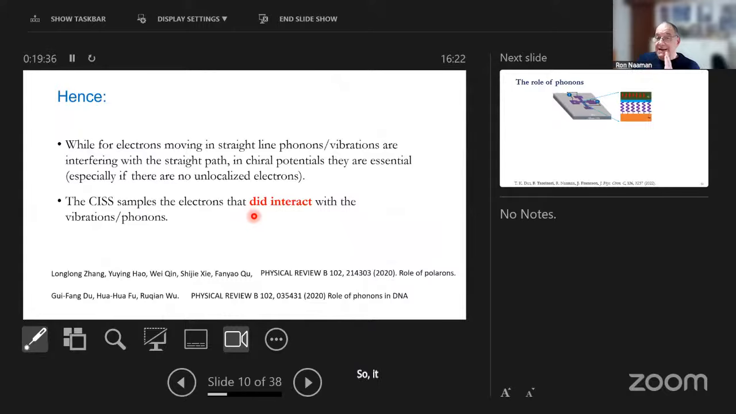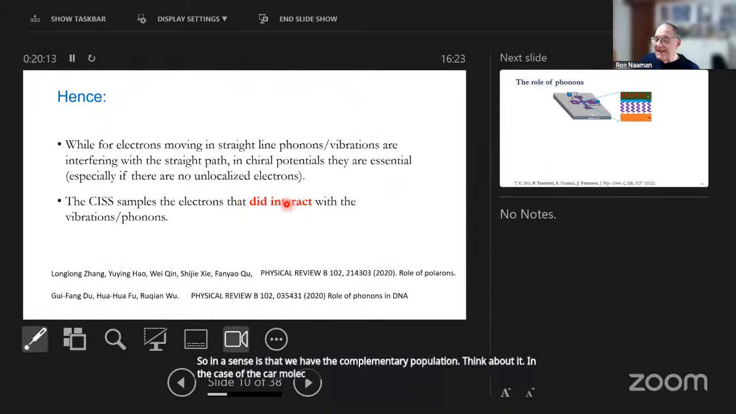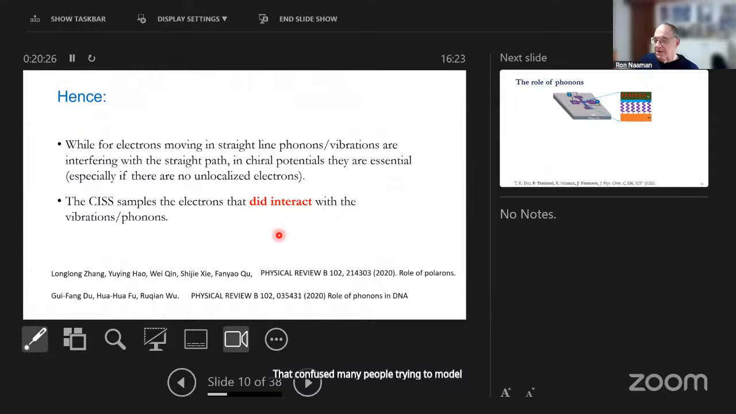So it's really interesting to note that for an electron moving in a straight line, the vibration and the interaction with the environment, with the system, actually cause the depletion of the current. In the case of CISS, the electrons that did interact with the environment are those that came through. So in a sense, we have a complementary population. Think about it. In the case of the chiral molecules, we see the electrons that we don't see in the linear transmission. It's really a basic difference that confused many people trying to model the CISS effect. They didn't realize that in the CISS case, you have to take into account the interaction with the molecule.